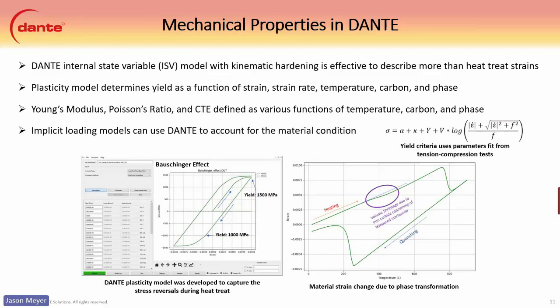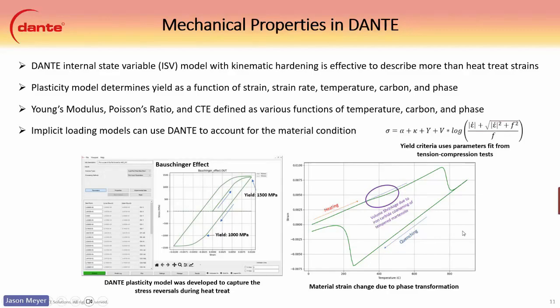And some of the advantages of DANTE here is with this model, we can capture interesting things like the Bauschinger effect, where if you load material in one direction, and then you have the yield, and then you load it in the opposite direction, you have a lower yield than what you did previously. That's kind of due to the slip planes and stuff like that, but the model does capture that pretty well here.